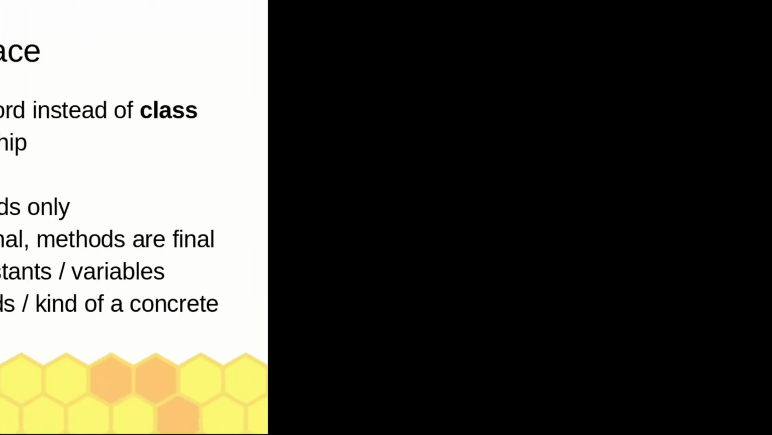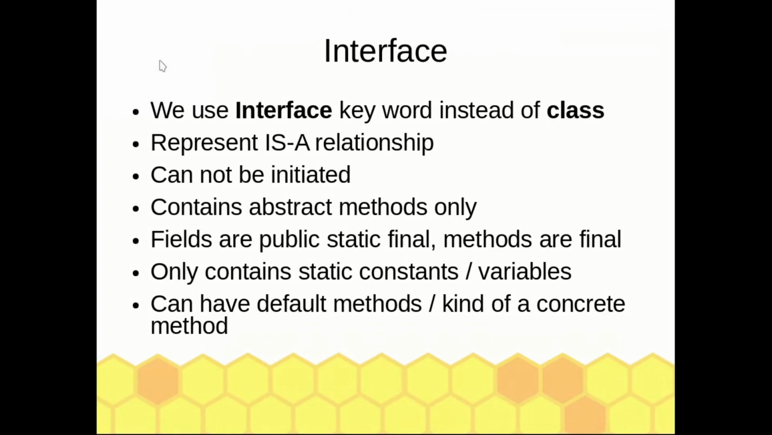So what is an interface? We use the interface keyword to declare an interface. We use interfaces to implement an is-a relationship. Interfaces cannot be instantiated and contain abstract methods only. But since Java 8, interfaces can have default methods. In an interface, fields are public, static, final, even if we don't declare them as such.